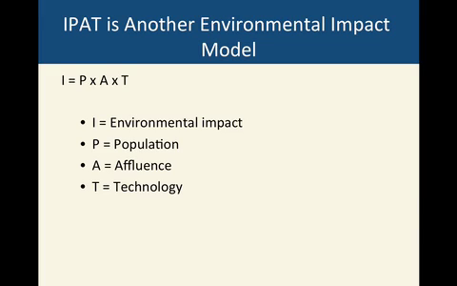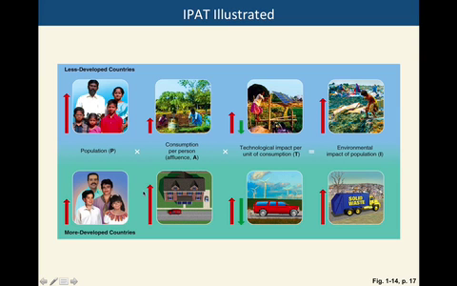We have this IPAT, a way to determine our environmental impact, which is I, and it's a factor of these 3 things: population, affluence, and technology. We can see that in less developed countries, one of the factors that's going to matter more is how much population there is. It tends to be higher population growth. In countries like China and India, you can see a huge population when we compare it to the United States or European Union countries. Now we have, however, less consumption per person in less developed countries.